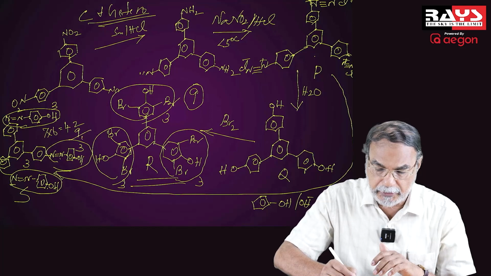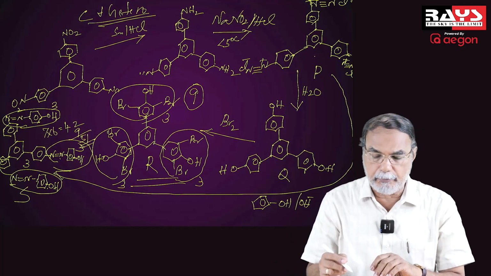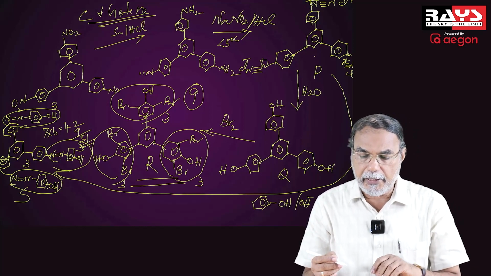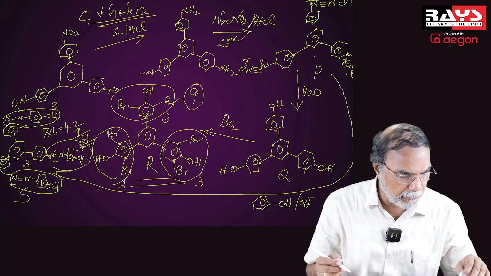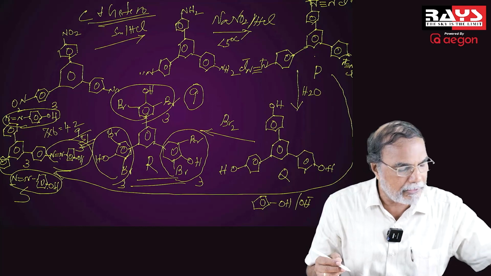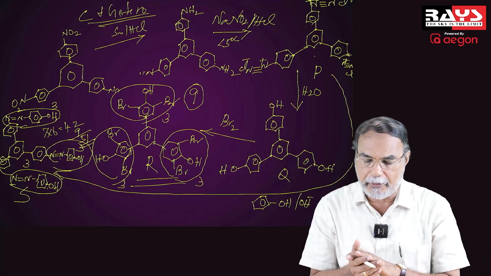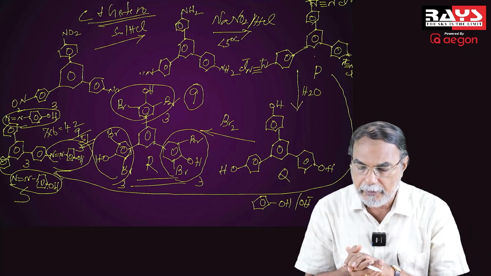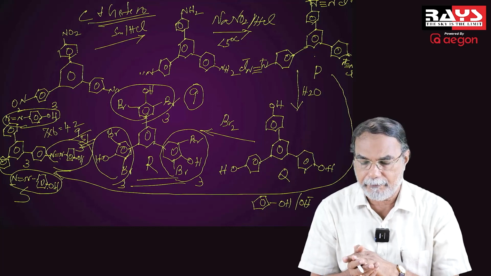So 42 plus 9. So the total number of carbon atoms and the heteroatoms will be 51. So that will be the correct answer, 51.